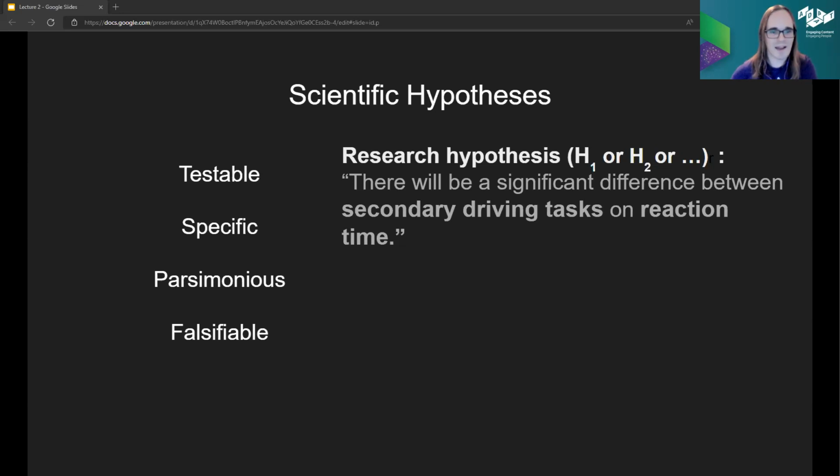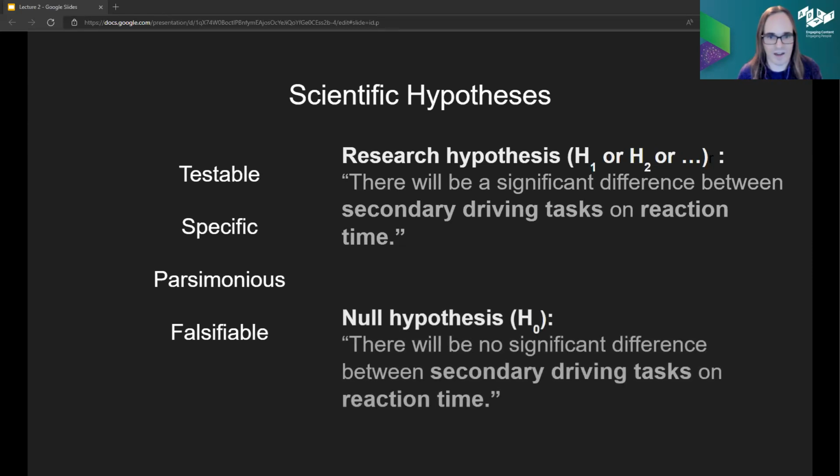But falsifying this hypothesis is not really what we're looking to do, right? This is the hypothesis we think is right. So falsifying it would kind of be a waste of our time. If we ended up finding that our hypothesis was wrong, how would we know that our hypothesis was right? In order to do that, we also have to specify the opposite of our hypothesis. We have to specify a null hypothesis that we hope to falsify. This null hypothesis is an inversely stated version of our research hypothesis. In this case, there will be no significant difference between secondary driving tasks on reaction time.